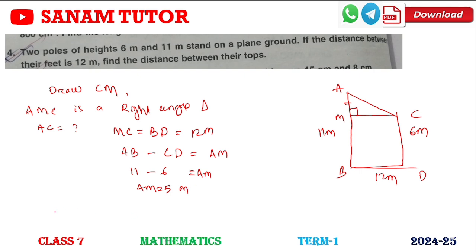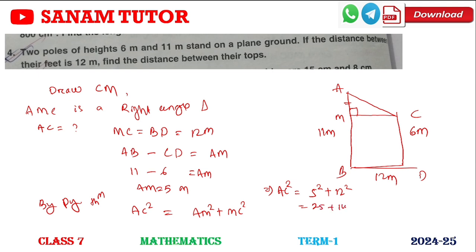Now find the AC. So how to find? Now by Pythagoras theorem, we can write AC square equal to AM square plus MC square. So now AC square equal to AM, that is 5 square, plus MC, that is 12 square. 5 square, that is 25, plus 144, that is 169, or we can write 13 square. So AC square equal to 13 square. So tell me, AC how much? 13 meter. So answer is 13 meter.